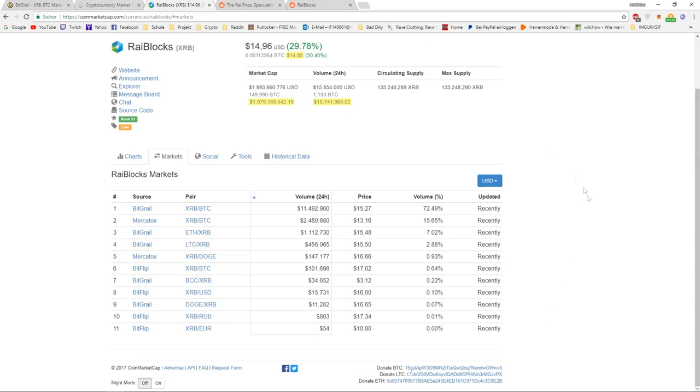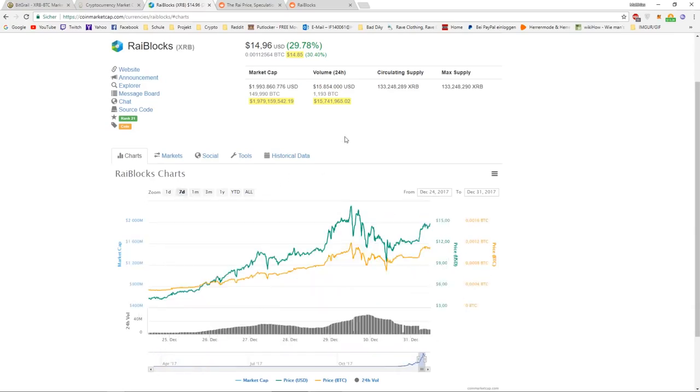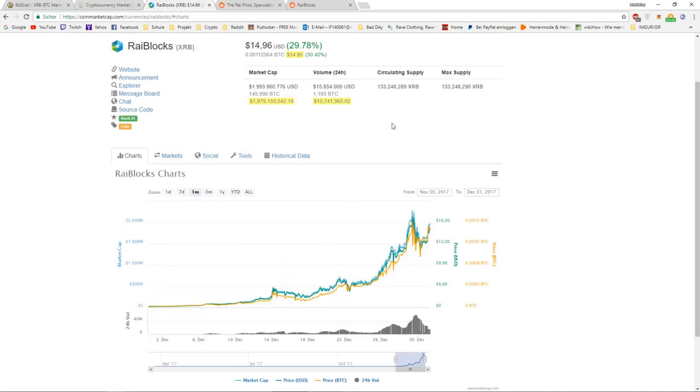So if we have a look at the chart of the last few days, we can see that this chart absolutely went parabolic and skyrocketed. So in the last 7 days, we went from the price of $4 to $15. If you take a look at the month, we can see this is where the bull run started, around the second week of December. And it really went up all the way to around $16.